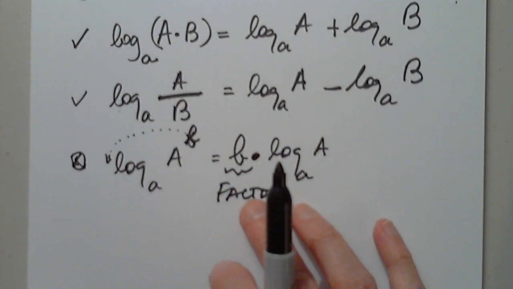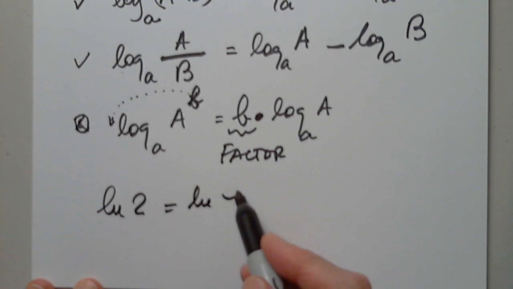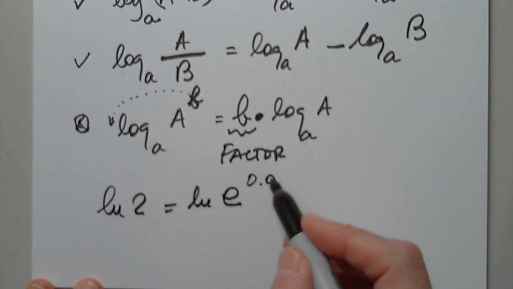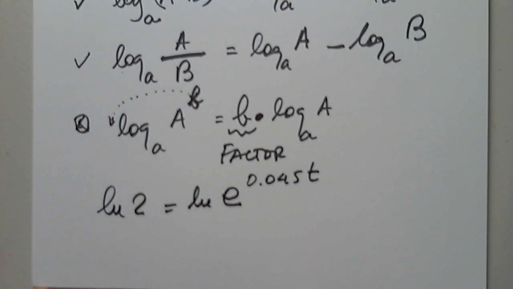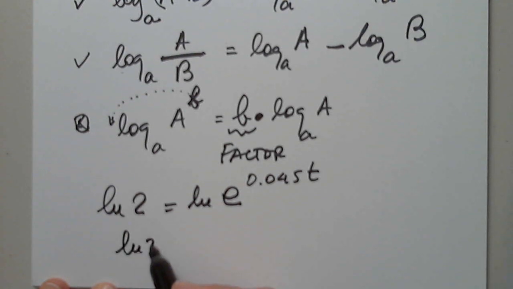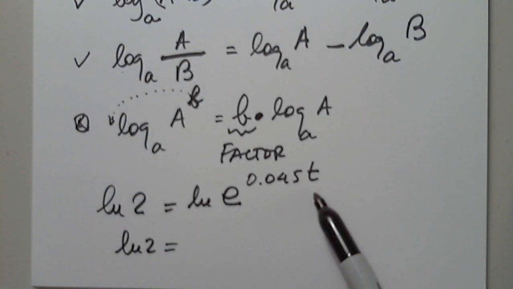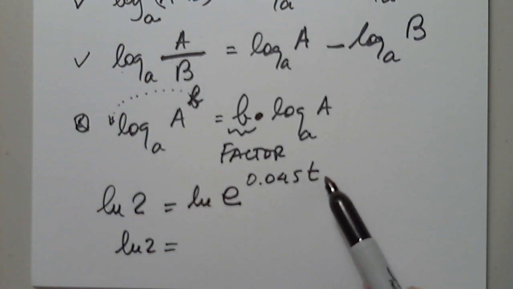So coming back, I'm going to copy it again. We have natural log 2 equals natural log of e to power 0.045t. We are applying this rule. There is nothing I can do here. Natural log 2 is just a simple number. Using this property, how do I proceed here? What do I have to write? What do you think? Give it a shot. You may remember this by now from algebra.